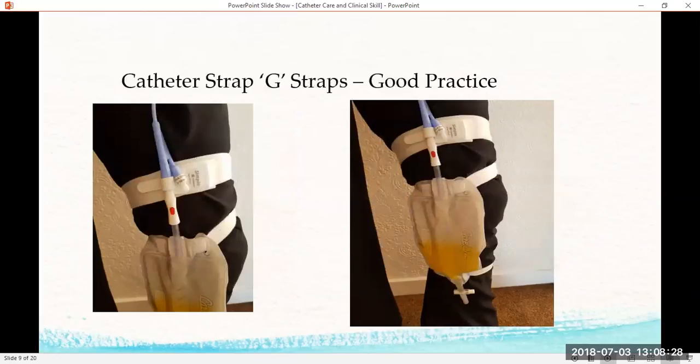Does everyone get those as standard now, the G-straps? No. We've got one for that. Yeah, we have one, yeah. But we don't get them as standard. So it's perhaps worth asking the district nurses if they could supply them, because that would make it a little bit more secure. And they should be able to get you those on repeat prescription. Okay, we'll move on.